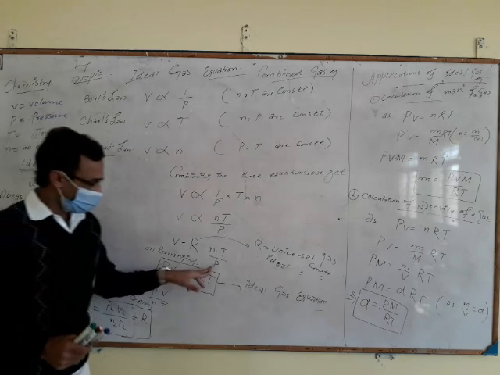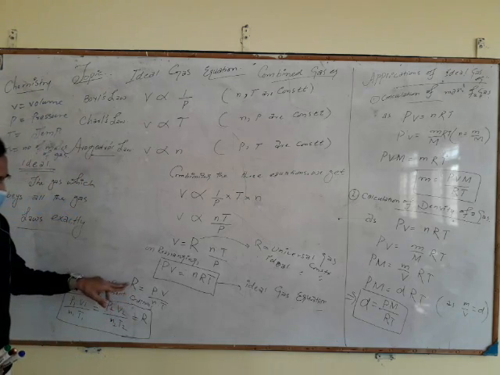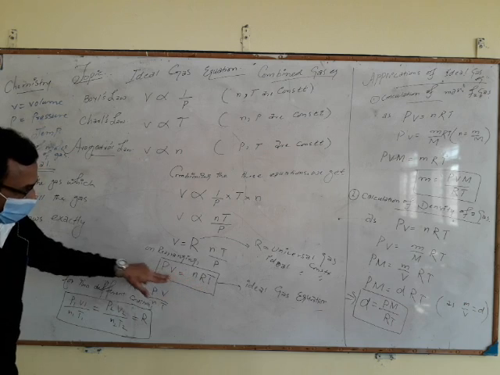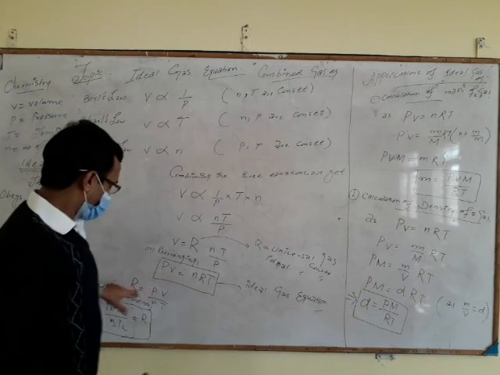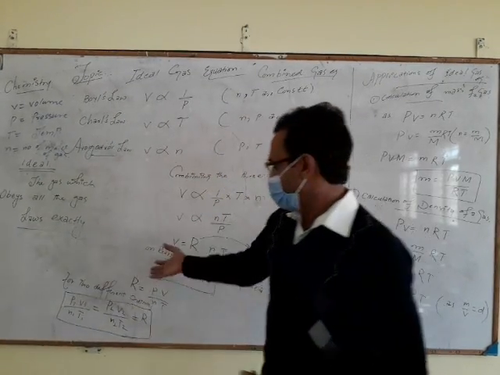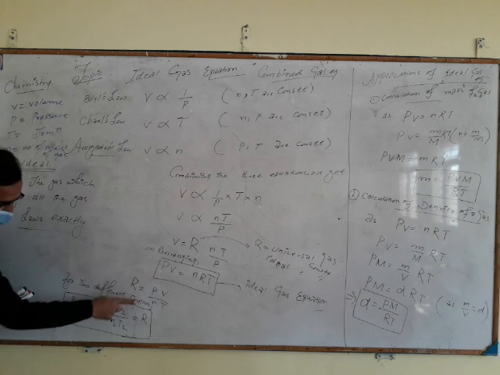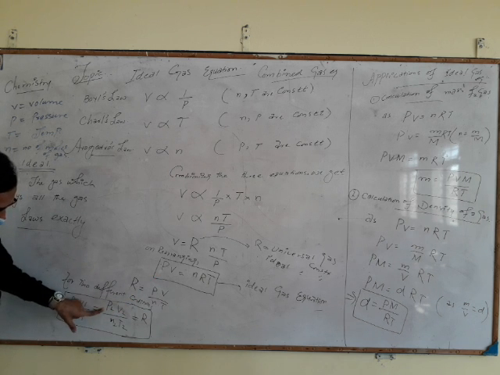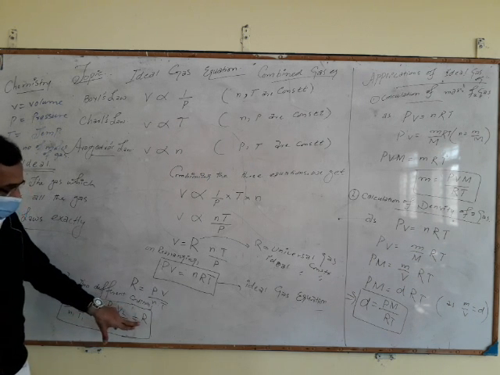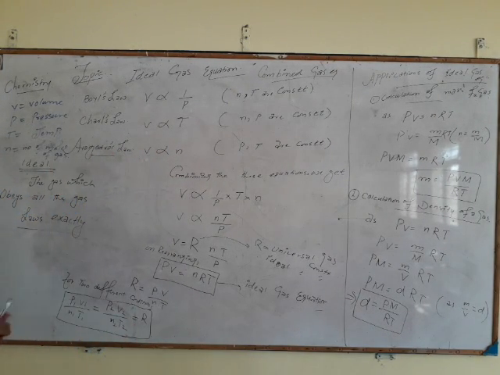Now on rearranging, PV is equal to nRT, or R is equal to PV divided by nT. So R is equal to PV by nT. Now if we have two different conditions, meaning these conditions are changing with time, then P1V1 divided by n1T1 is equal to P2V2 divided by n2T2, because from these equations we will get the constant value. So this equation can be used for mathematical problems.